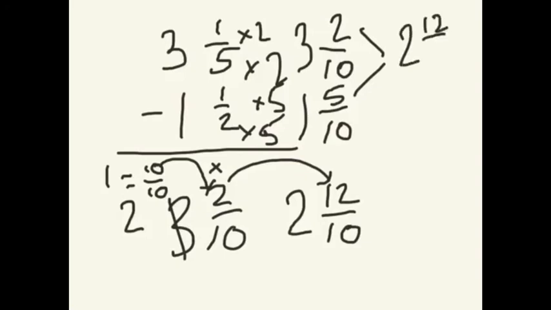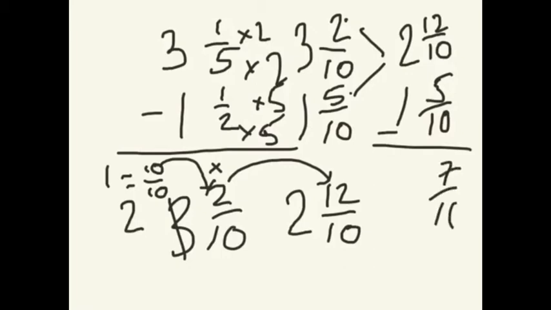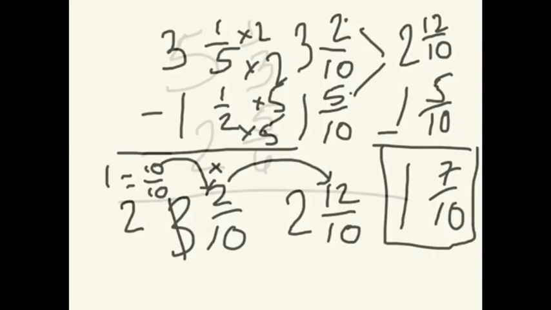And 2 and 12/10, if I replace 3 and 2/10 with that, allows me to take away now. I couldn't take 5 away from 2, but I could take 5 away from 12. So 12 minus 5 is 7. 2 minus 1 is 1. So I get 1 and 7/10.